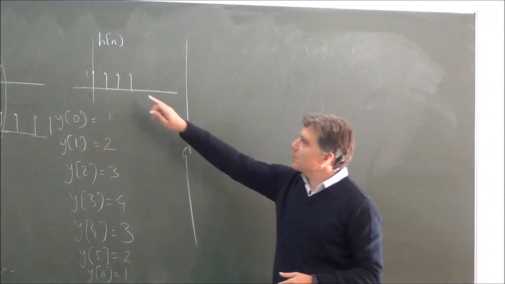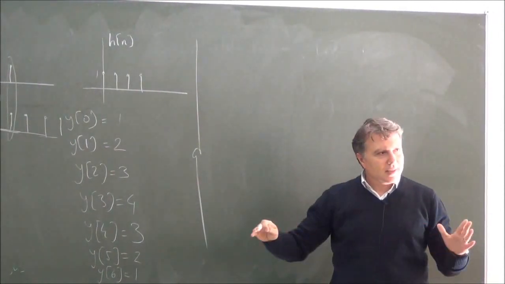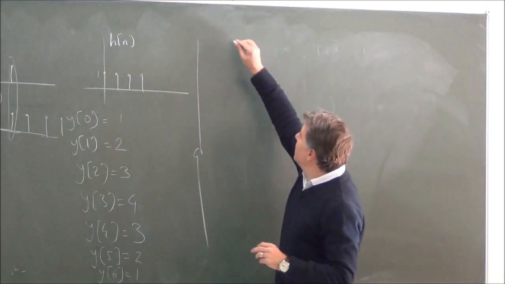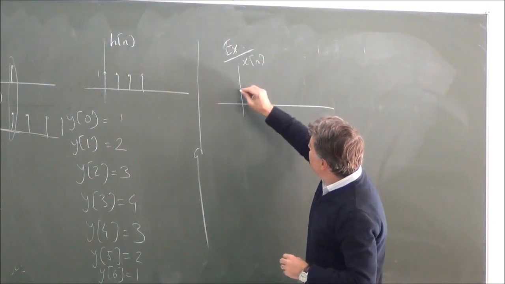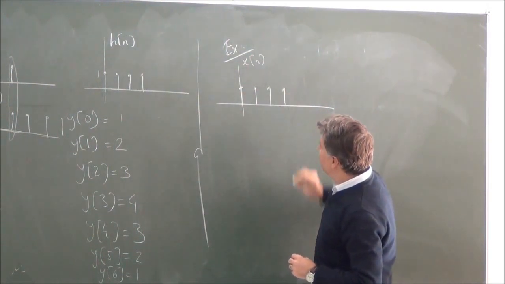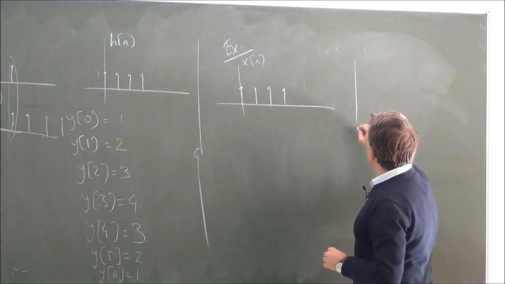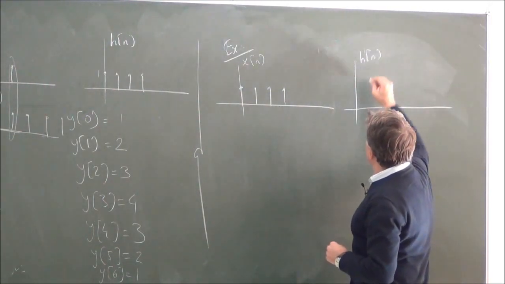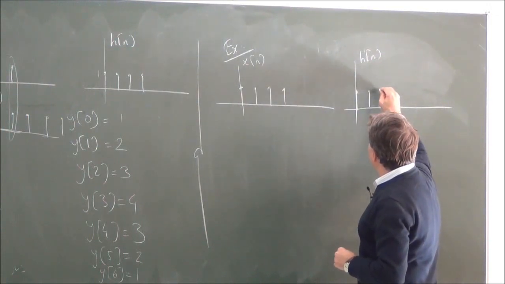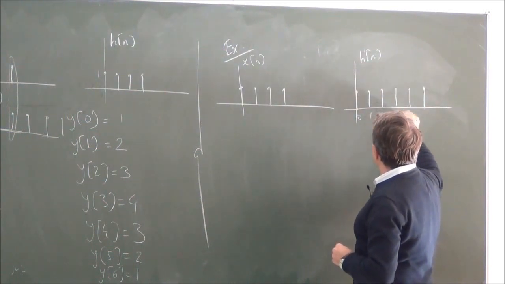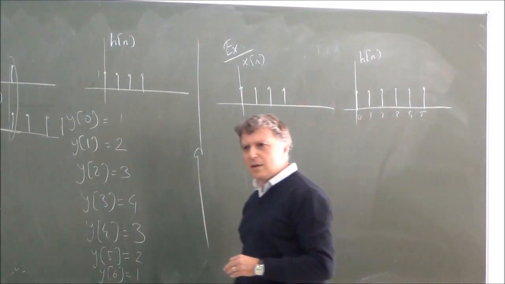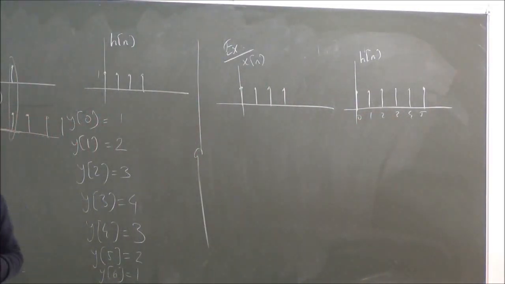Suppose that one of those box shapes is longer than the other one. For example, x of n is again these 4 impulses with all ones, and h of n is 6 of these things. 1, 2, 3, 4, 5, 6, from 0, 1, 2, 3, 4, 5. So can you guess what the convolution will look like? Yeah, that's the name, trapezoid, I guess, in English.